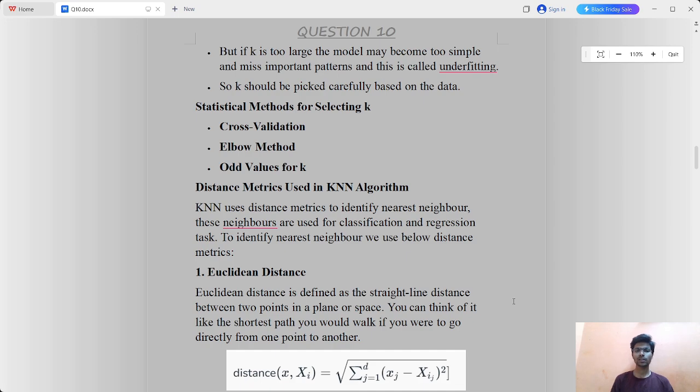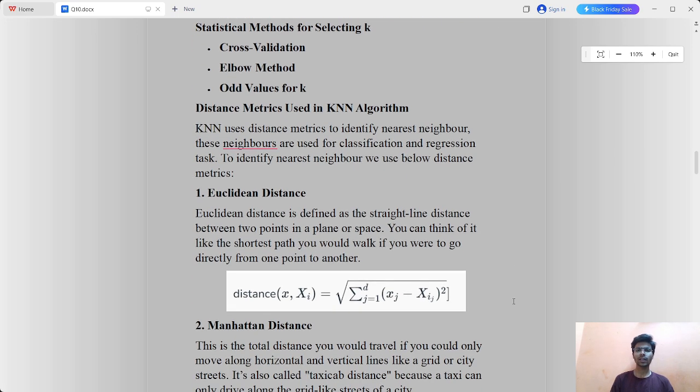Distance metrics used in the KNN algorithm. KNN uses distance metrics to identify the nearest neighbors. These neighbors are used for classification and regression tasks. To identify the nearest neighbors, we use the below distance metrics.